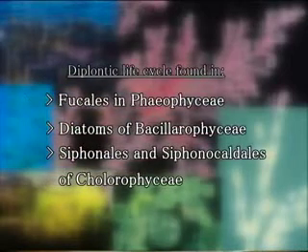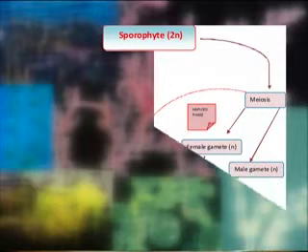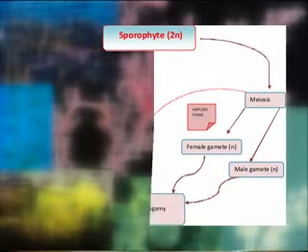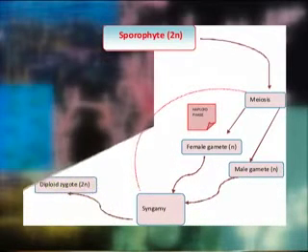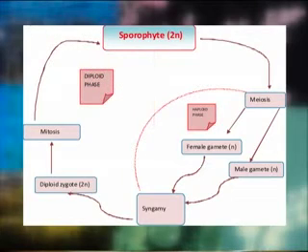The diplontic life cycle occurs predominantly in members of Fucales in Phaeophyceae, diatoms of Bacillariophyceae, Siphonales and Siphonocladales of Chlorophyceae. In this type of life cycle, the vegetative plant is diploid. It is the dominant phase in the life cycle. It bears sex organs and produces gametes by meiosis. The gametes on fusion produce the diploid zygote which develops into the diploid individual.